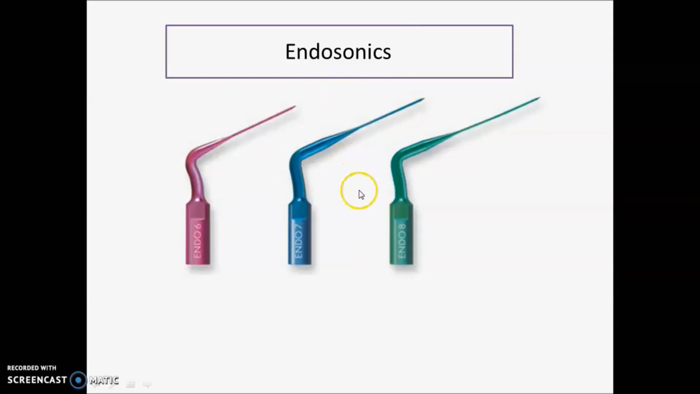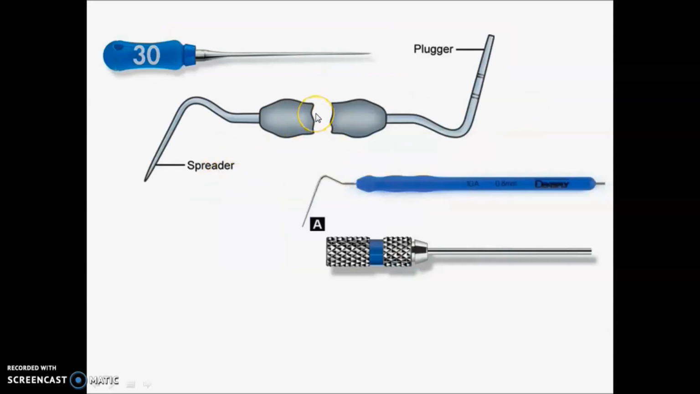So this is endosonics. Then let's understand the difference between your spreader and plugger. A spreader you can say is thin and pointed, and a plugger you can say has the blunt end. So this is the example of your finger spreader, and this is your hand plugger, and this is your finger plugger.